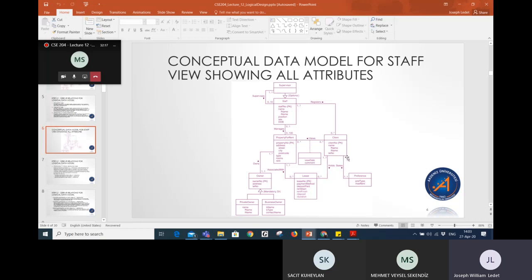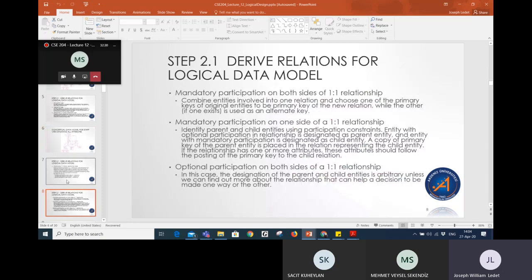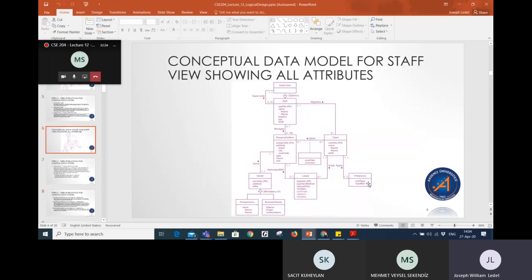This would be if this was changed from 1..1 to 0..1. Okay, optional participation on the preference side. So what that would mean, we always have to have a client, and then we just have a preference that if it happens to exist, then in that row we put a foreign key back to the client table. Okay.